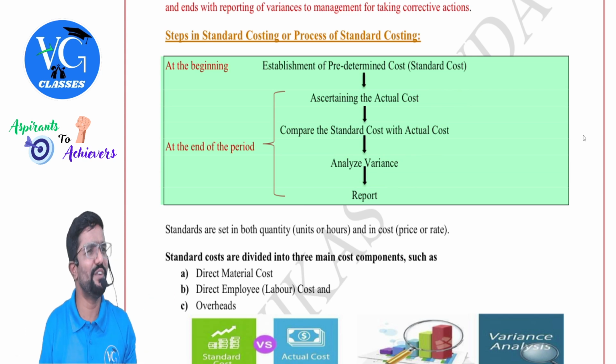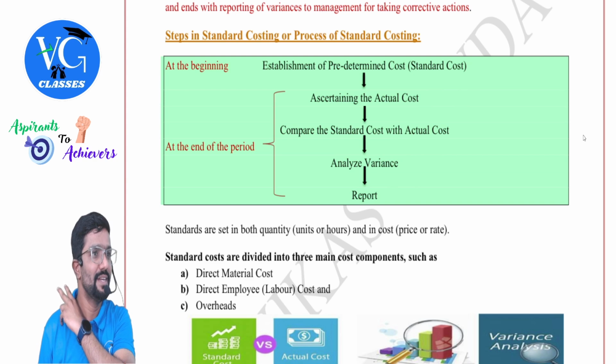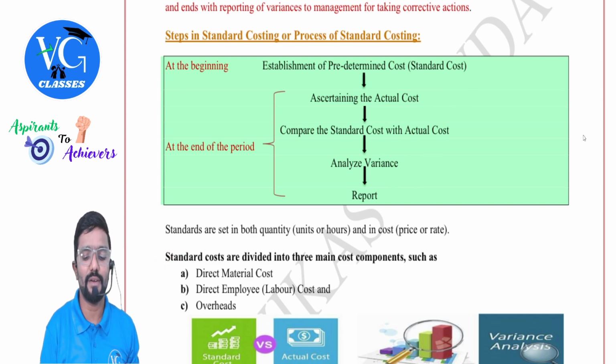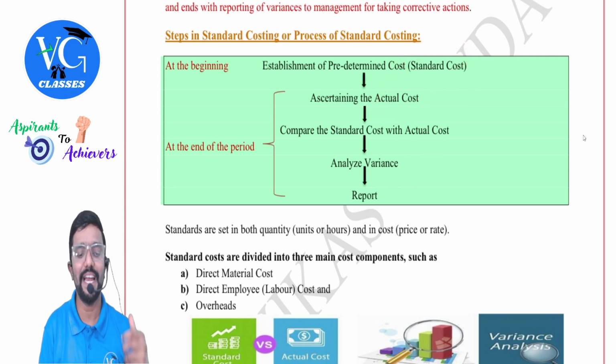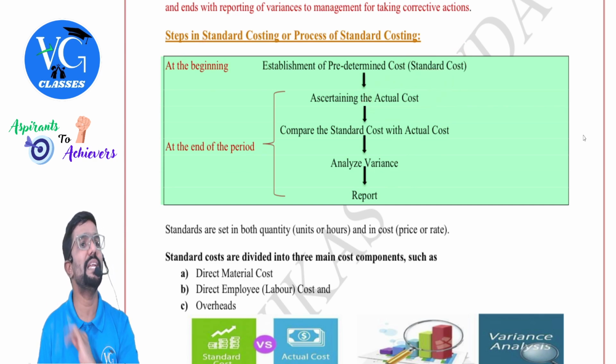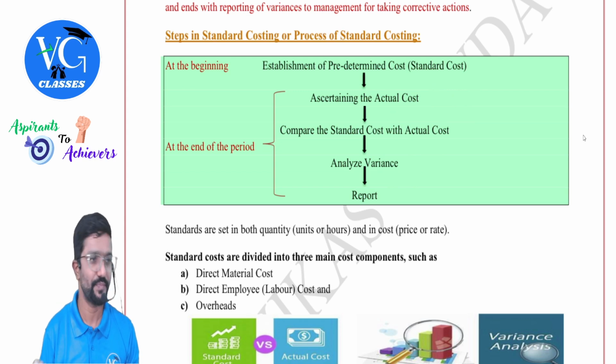Clear? No need to get confused in any formula except two, which we will learn under fixed overhead. Clear? Everywhere else it is always standard minus actual, because we will have the standard at the beginning of the year, whereas actual we will get to know only at the end of the period.